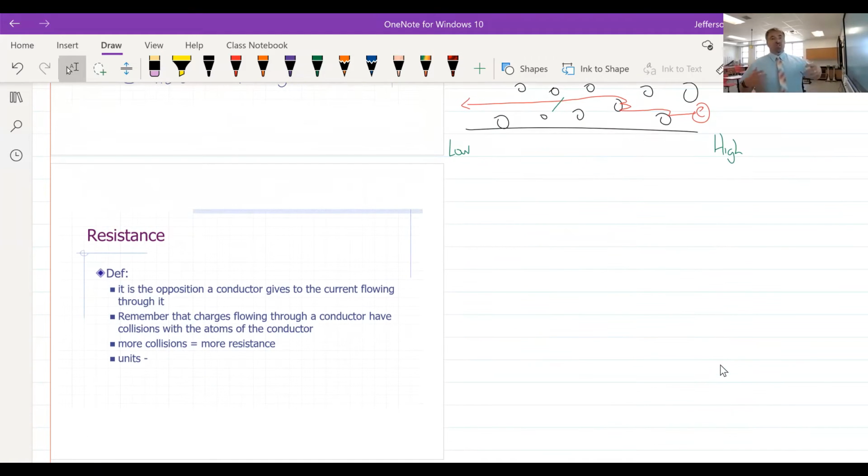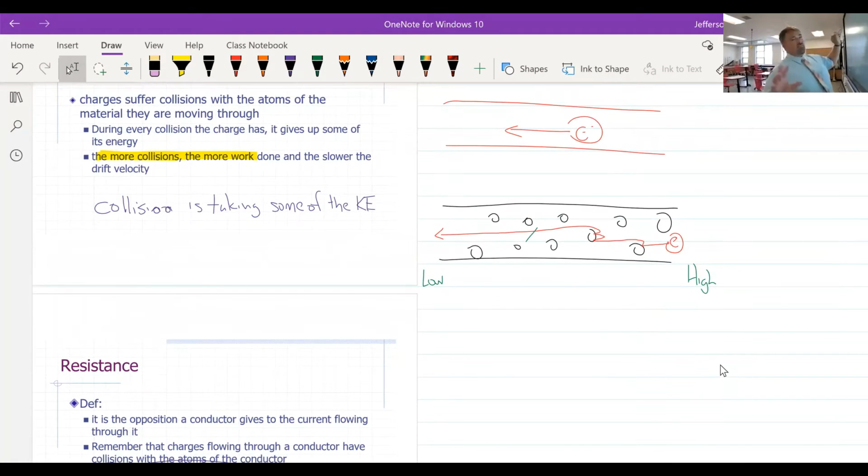These collisions can be named under the subheading of resistance. Resistance is the opposition that a conductor will give to the current going through it. Okay, and so remember, the more collisions, the more resistance there is. And so if we look back at my initial one, here, I had a lot of resistance. And again, maybe you can look at this in two different pieces, but I had a lot of resistance here. I had a lot of collisions.